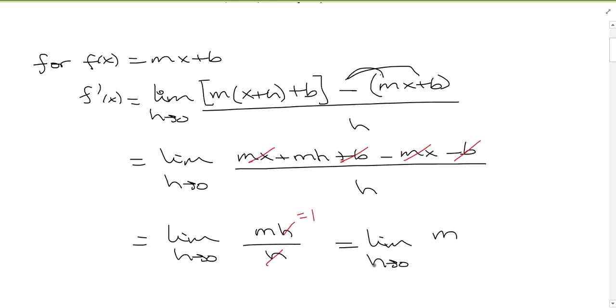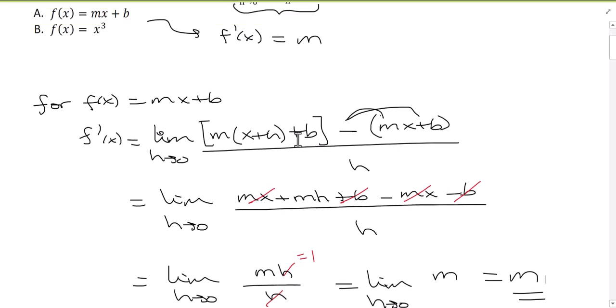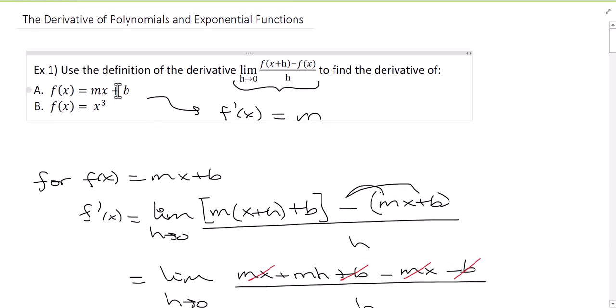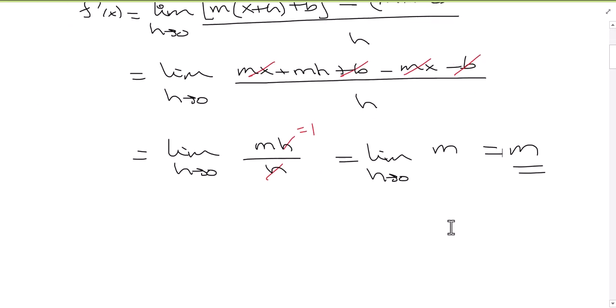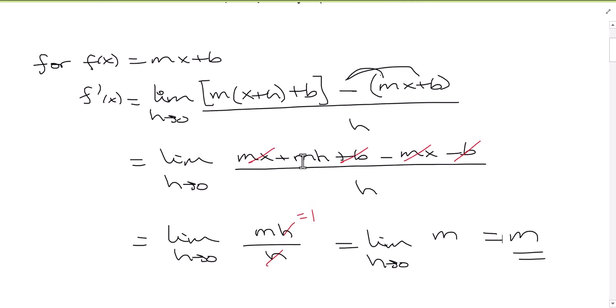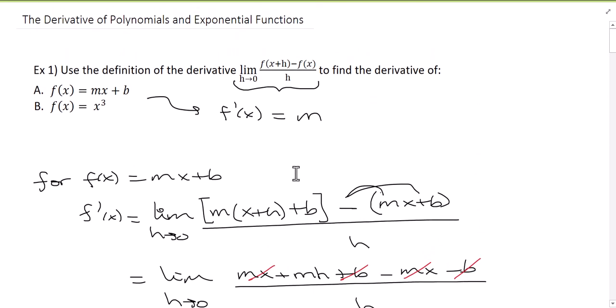And by properties of limits, there's no h in here, so this is just going to be m, which is what we expected, right? If you graph the line y equals mx plus b and put a tangent line on there, the tangent line is going to lay right on top of that line, so we should expect the slope of the tangent line to be just the slope of the line. So that makes sense that we get m, but this just shows you how to do it with the definition.